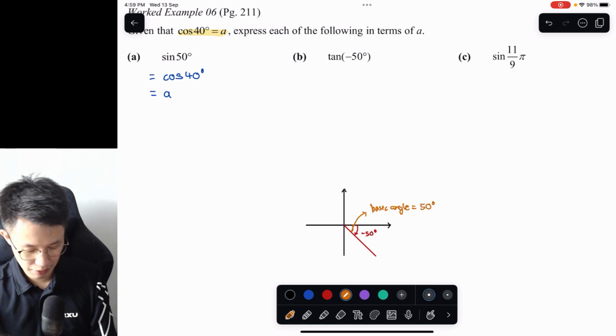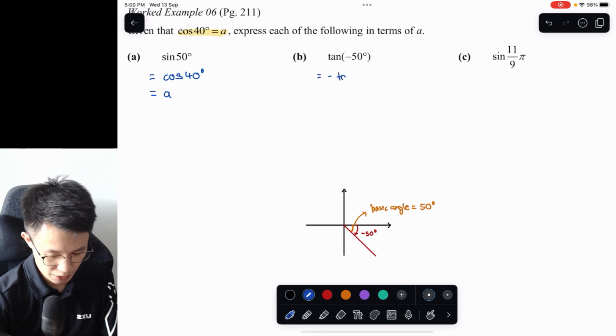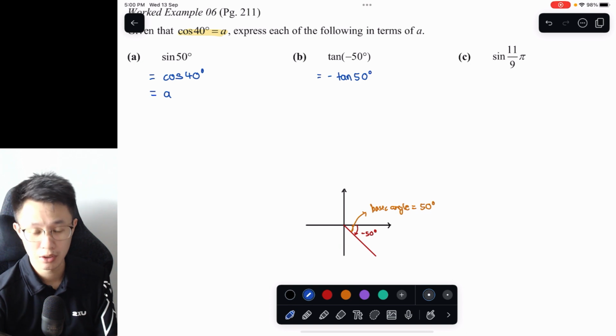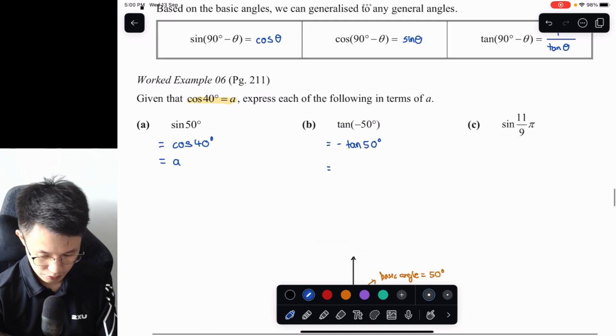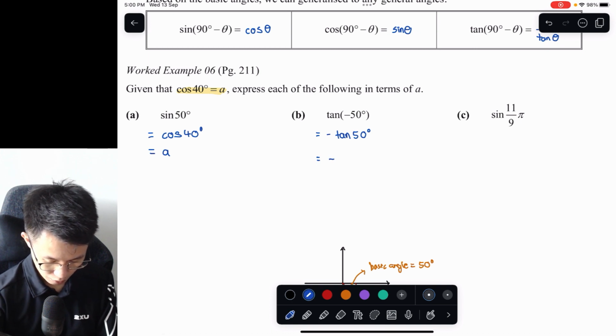Okay, so with that, what we can do is say that this is simply equal to negative of tangent of the basic angle, which happens to be 50 degrees here as well. And with that, we can write that this is actually the negative of 1 over tangent 40.